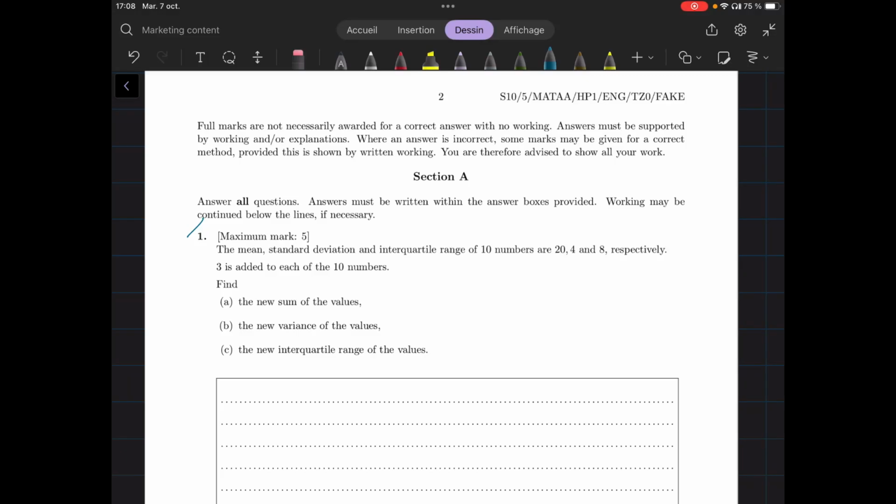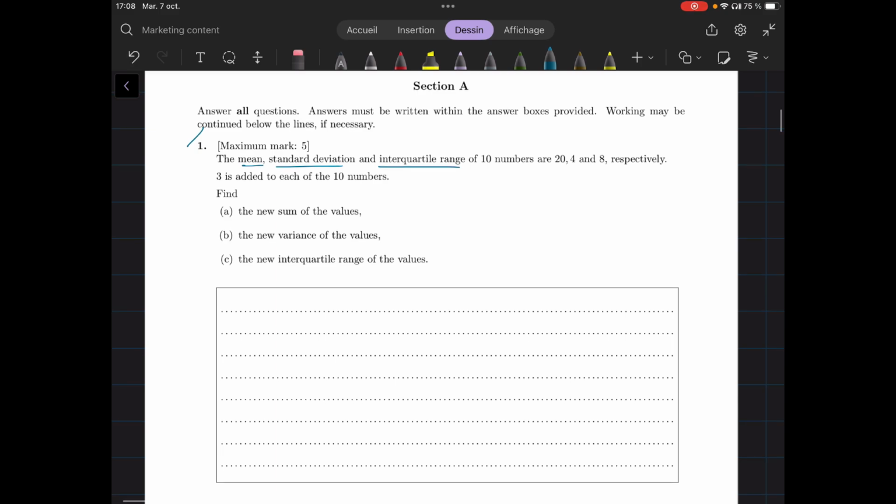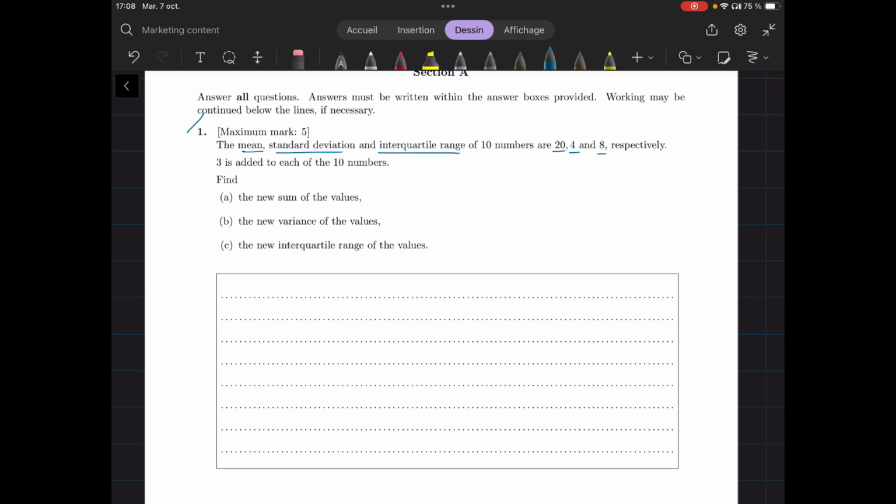Welcome back. This is the N25 mock walkthrough, and we are now going to tackle question 1. You're given the mean, the standard deviation, and the interquartile range of the 10 numbers are 20, 4, and 8. Find the new sum of the value.